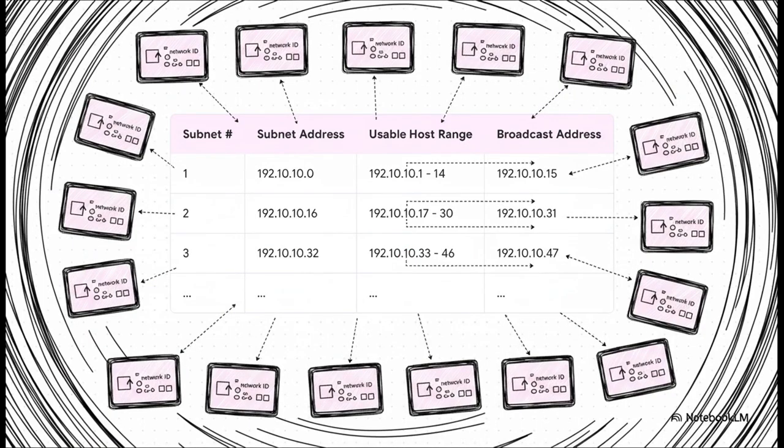And look at the result. This is what we've created. We took that one big, chaotic network and turned it into 16 neat, perfectly organized subnets. Each one has its own network address, its own specific range of addresses for devices, and even its own broadcast address for announcements. It's order from chaos.